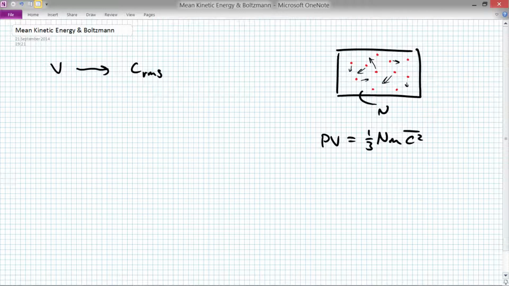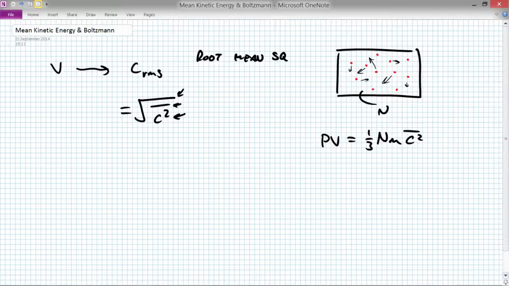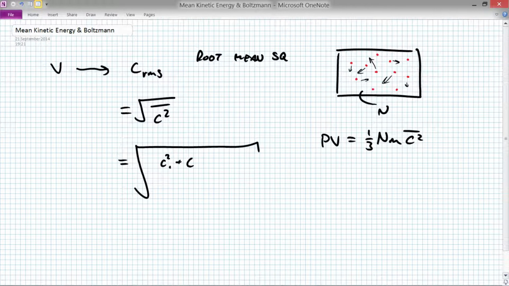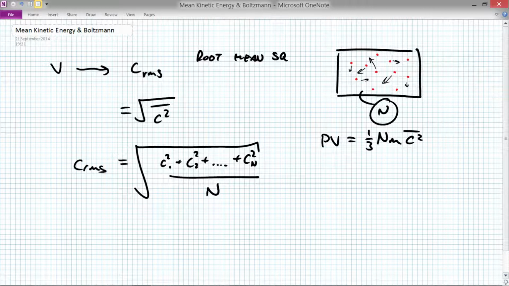So just to recap c_rms, RMS means root mean squared. Written more fully, it's the root of the mean of the square speeds. Even more explicitly, it's the square root of the sum of the squares of all the individual speeds, say we have N particles, from the first all the way up to the last one, N, divided by how many we have in total. So that's our c_rms. Incidentally, this is our c_rms squared.